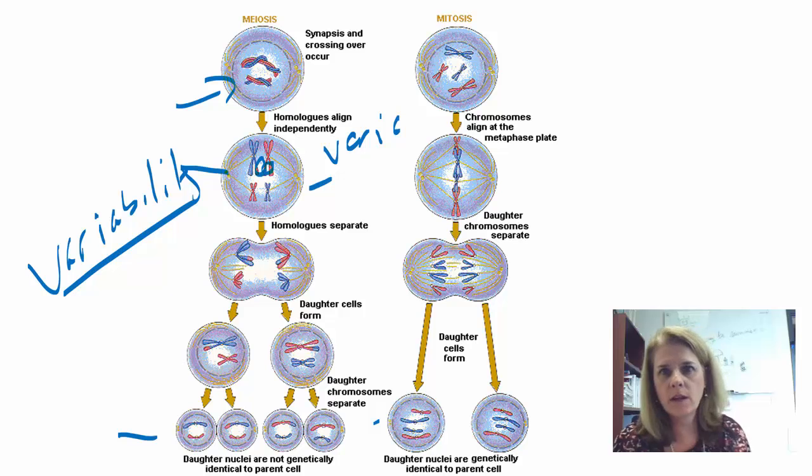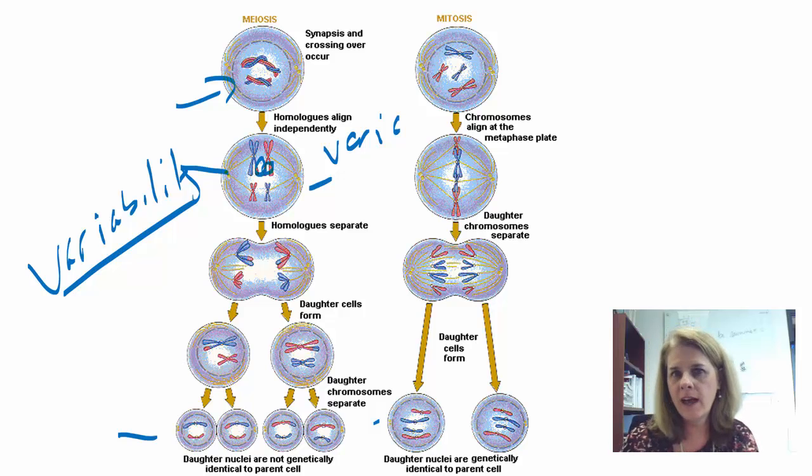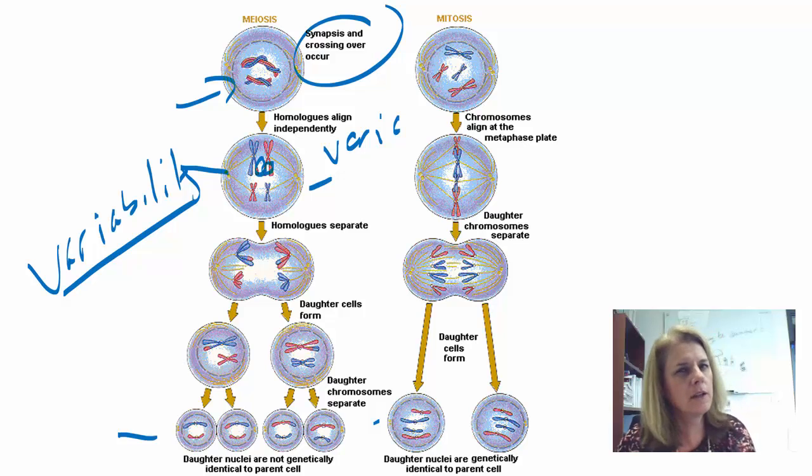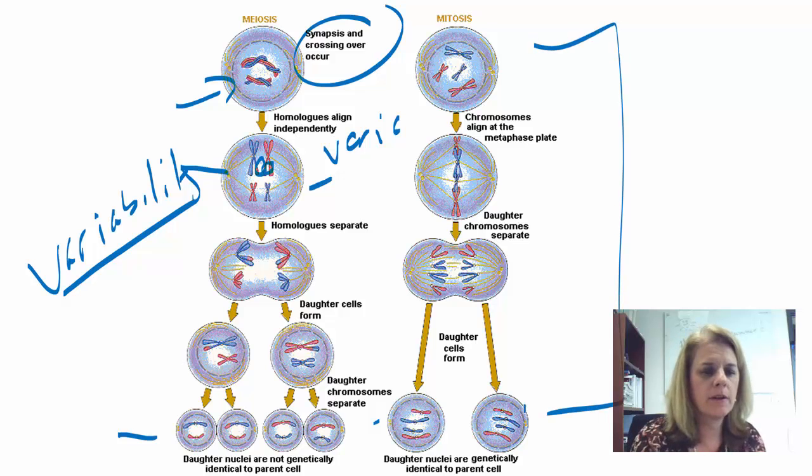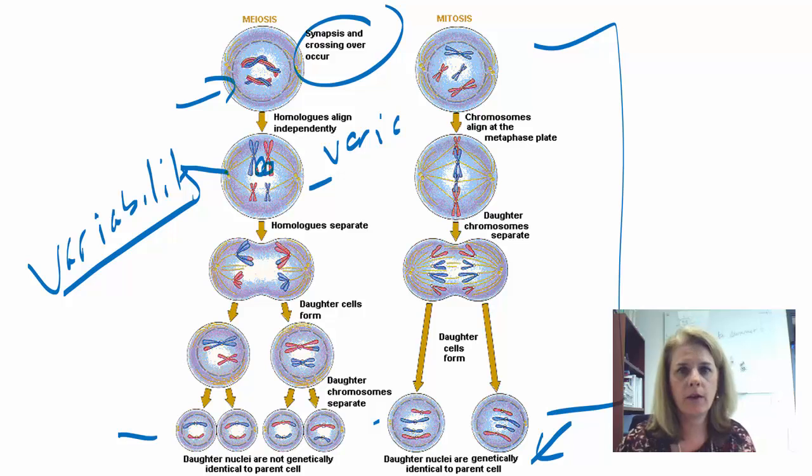So every sperm's not the same. Every egg's not the same. So that when any mom and dad had 1 to 10 children, all 10 children should not look the same because of this genetic variability. This synapsis and crossing over means every sperm and every egg is a little bit different from every other sperm and egg. That does not happen in mitosis. They are genetically identical to the parent cell.